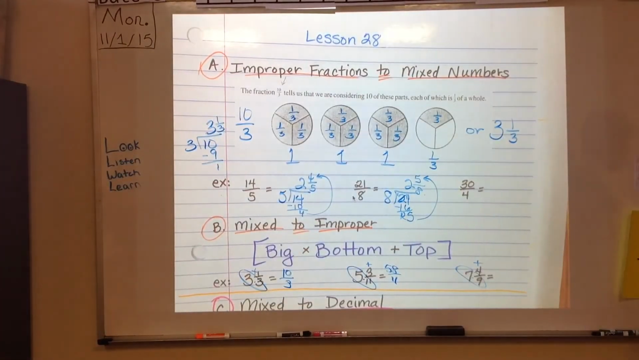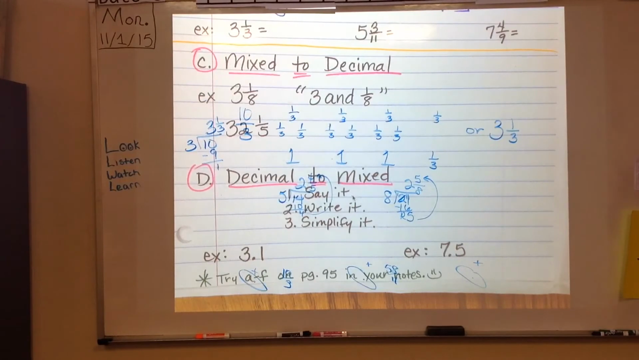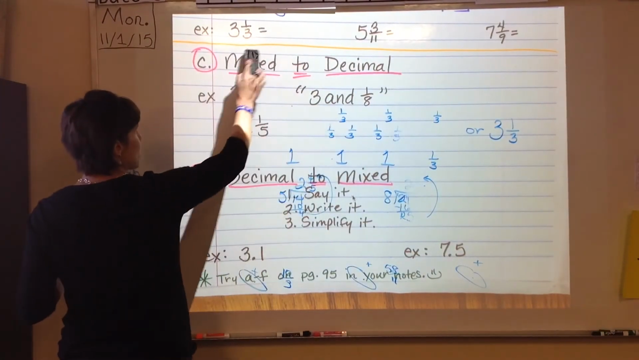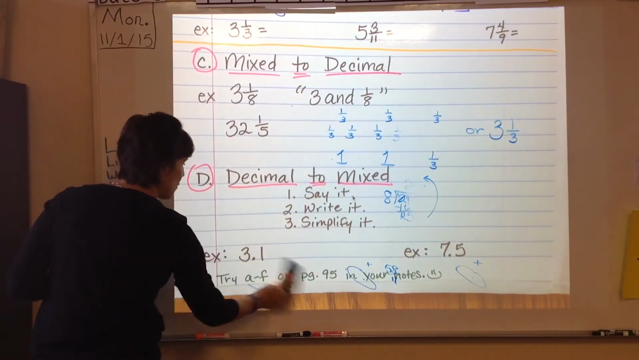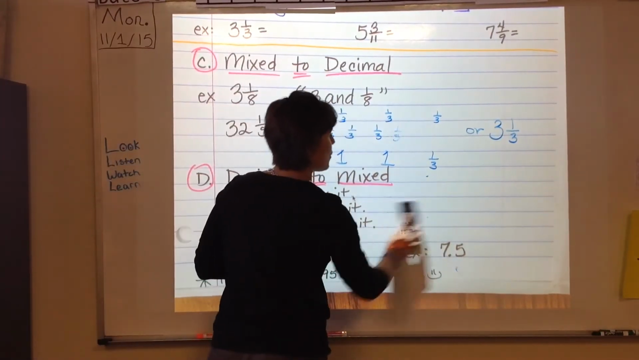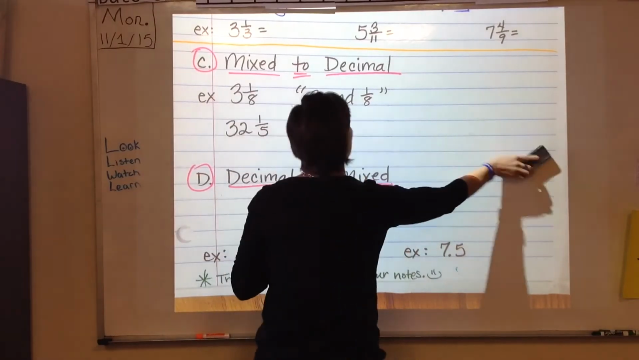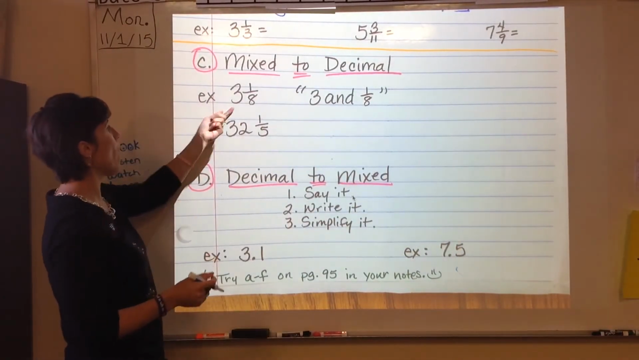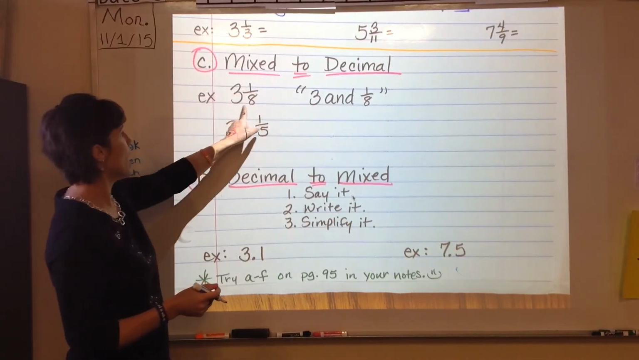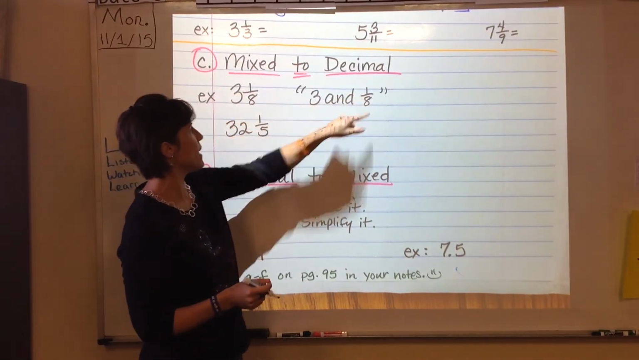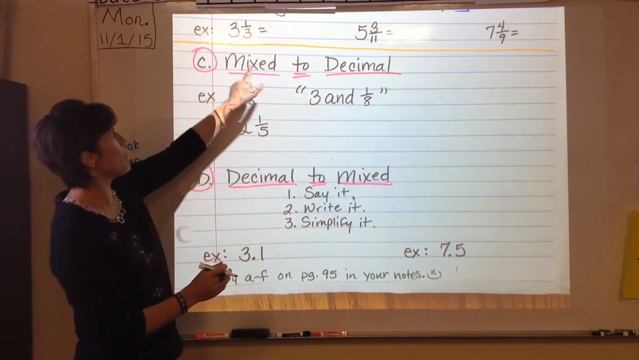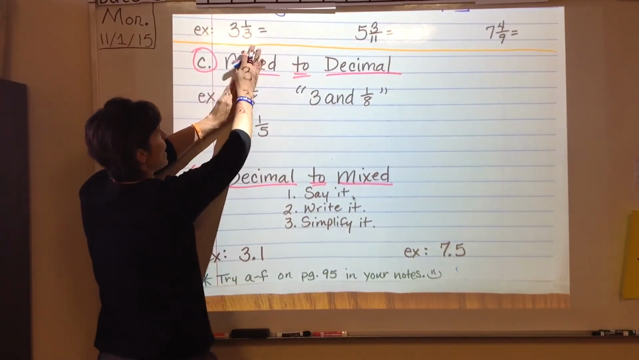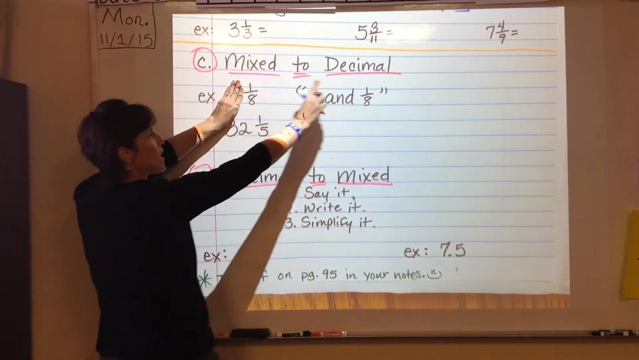All right. And then there's one more section to this lesson 28. They want you to be able to change mixed to a decimal and a decimal back to a mixed, which I think you can handle. Let's see. Mixed to a decimal. Well, this is 3 and 1/8. So how do you change a mixed fraction to a decimal anyways in the first place? Pretend it's not mixed. Pretend it's just 1/8. How do we change that to a decimal?